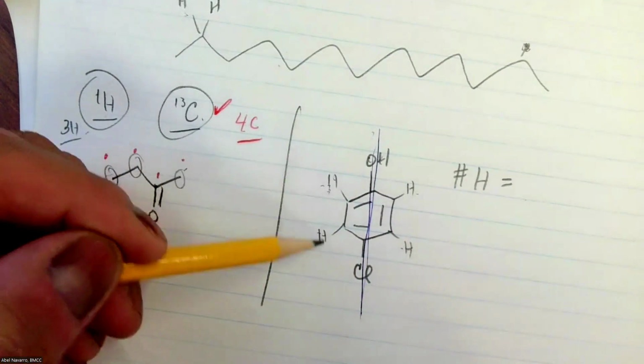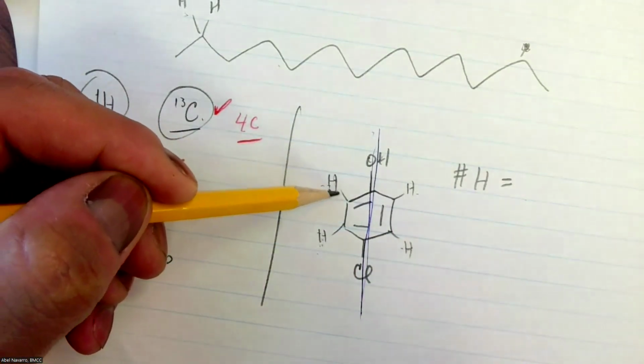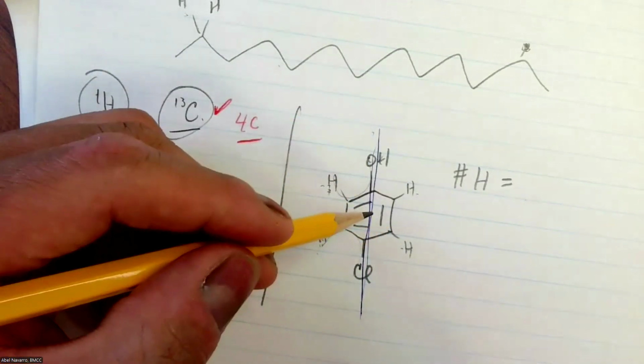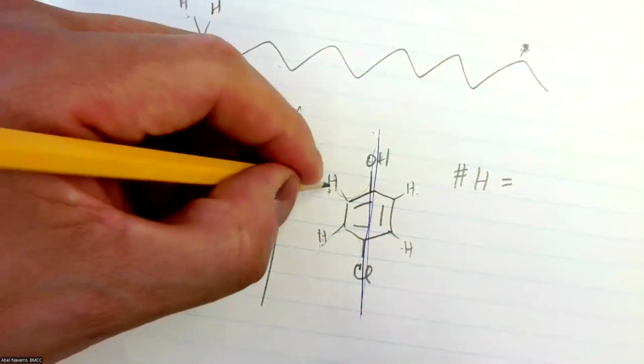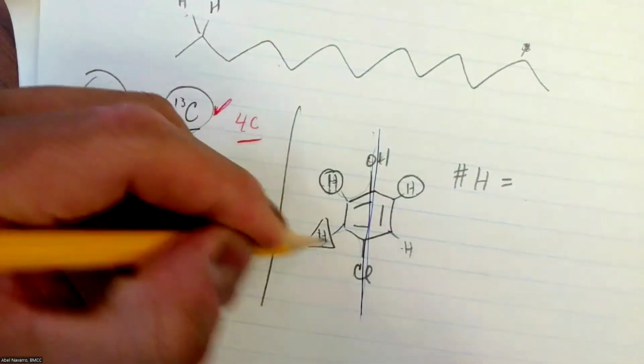Are these two equivalent? No, they are not equivalent. Why? Because this one is closer to an OH, and this one is closer to a Cl. So these are not the same. Okay, so I will say how many hydrogens? 1 and 2. 2 hydrogens.